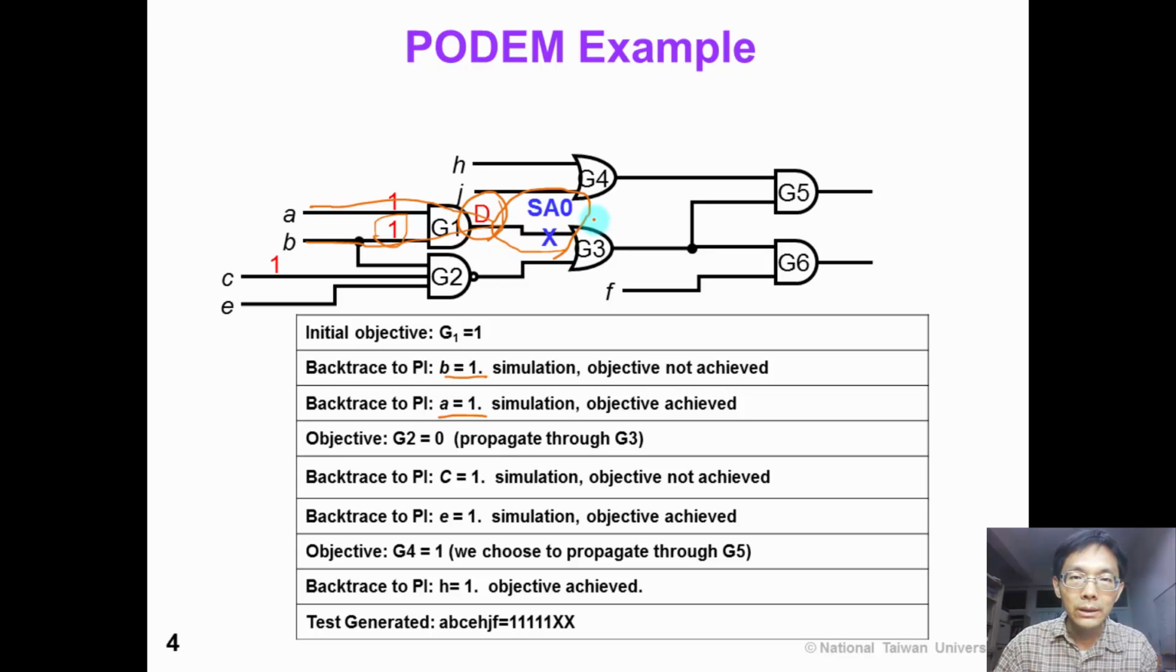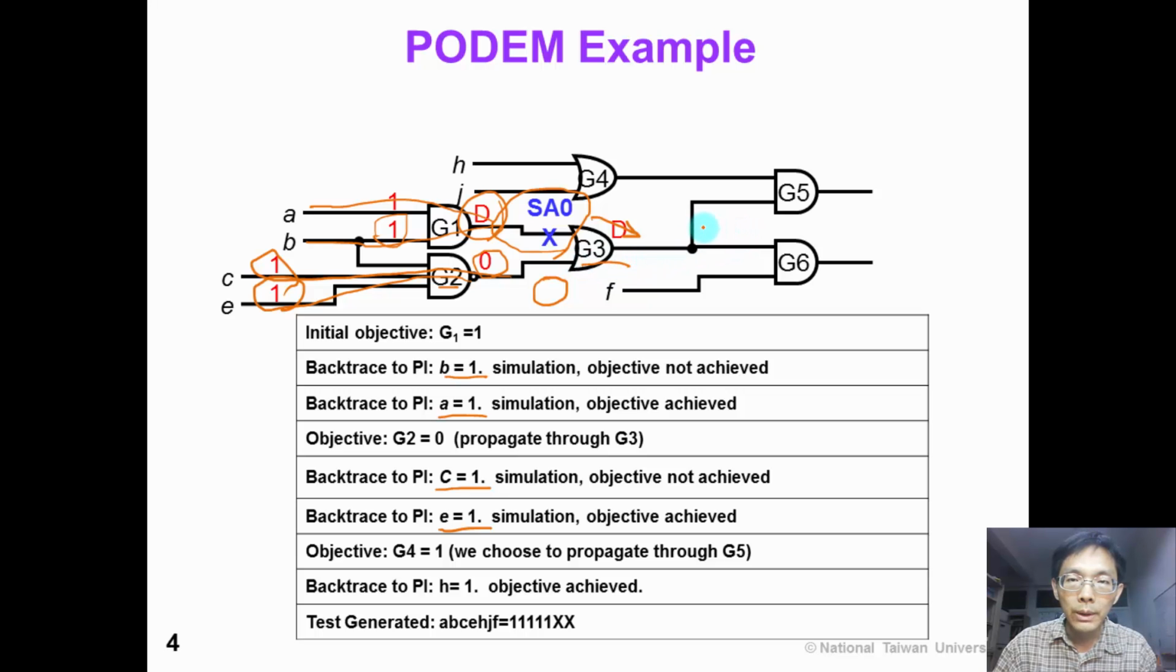Now we want to propagate D through gate G3. So we need an objective that is a logic 0 at gate G2 output. If we want to achieve this objective, we can backtrace to input C and we assign C to 1, and then we assign input E to 1. In this way, we generate a 0 here so that we can successfully propagate D to gate G3 output.